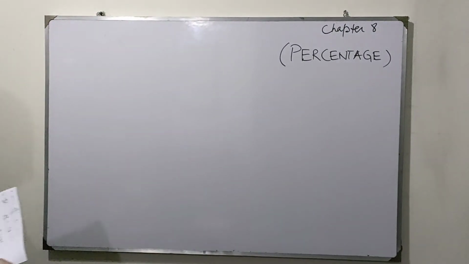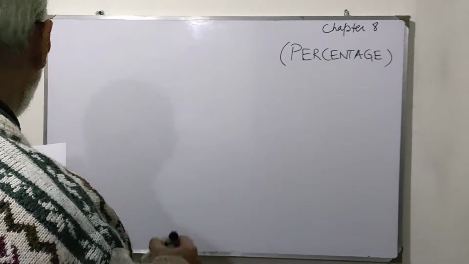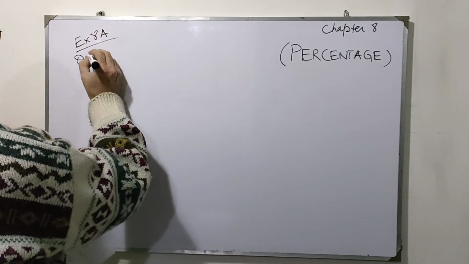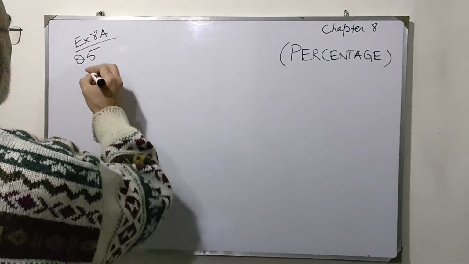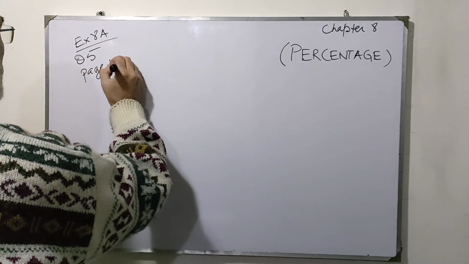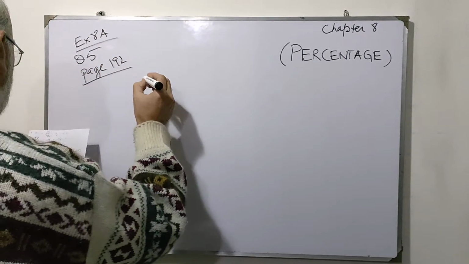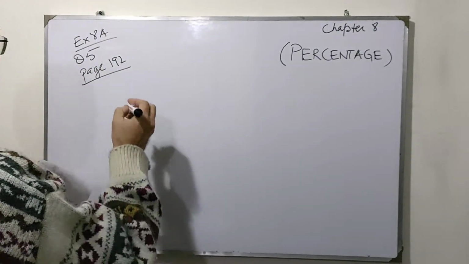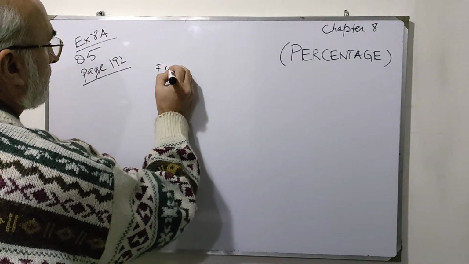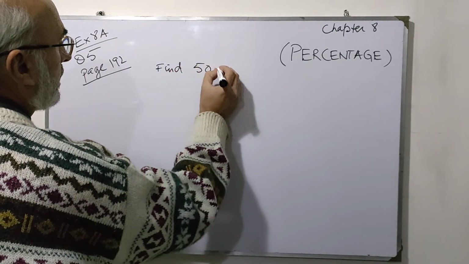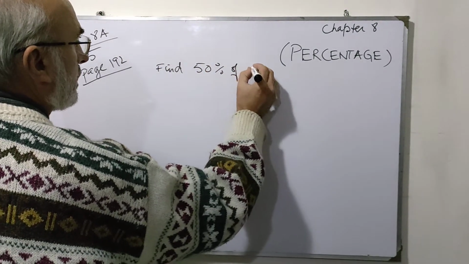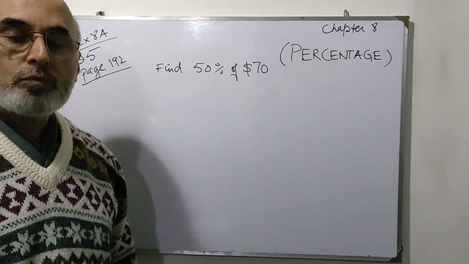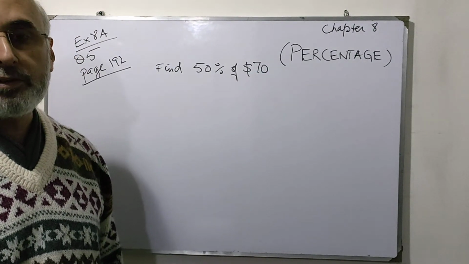Now let's take a question. Exercise 8A, question 5, page 192. Find 50% of $70. So we are asked to find what is 50% of $70.